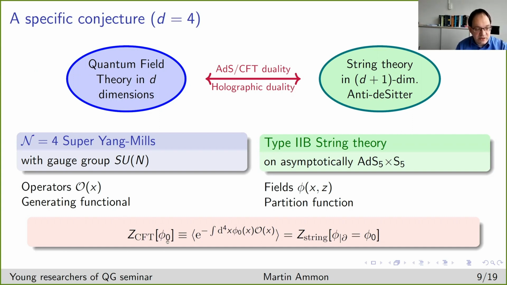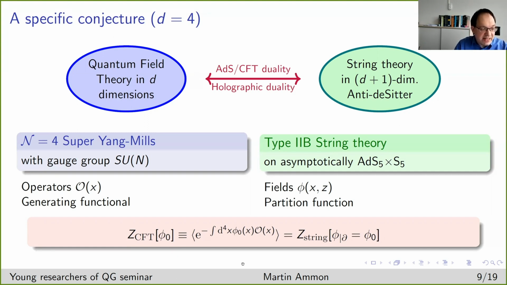Usually, if you learn quantum field theory the first time, you encounter this generating function Z_CFT of J. Here I call the source not J, but phi 0. And this is just this expression e to the minus integral d4x phi 0 of O of x, which means if you take functional derivatives of phi 0 of x and then set at the end phi 0 of x to 0, you compute n-point correlation functions of those local gauge invariant operators O.